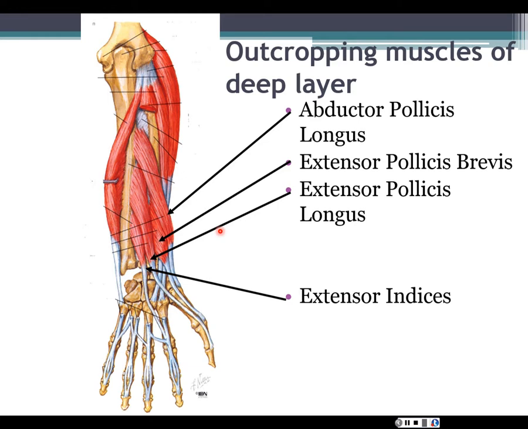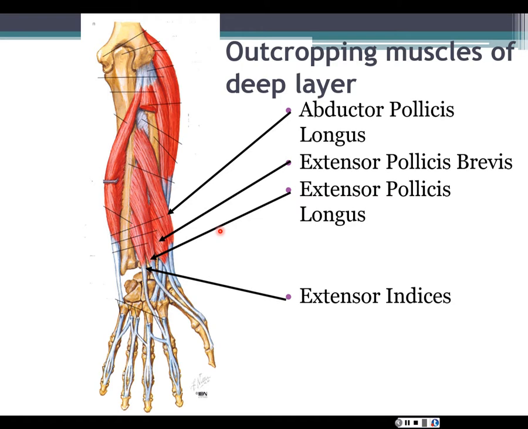The extensor pollicis longus, abductor pollicis longus, and extensor pollicis brevis are going to go toward the thumb, and they form the anatomical snuff box, which is where we're going to find the scaphoid. The extensor indicis is not going to the thumb. It is actually going to the index finger.